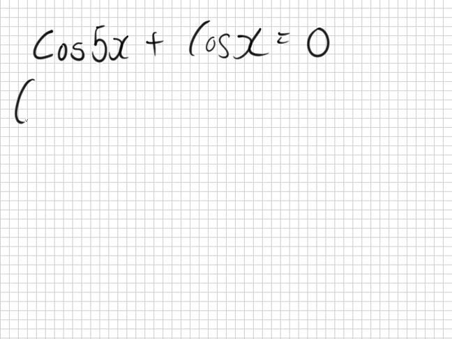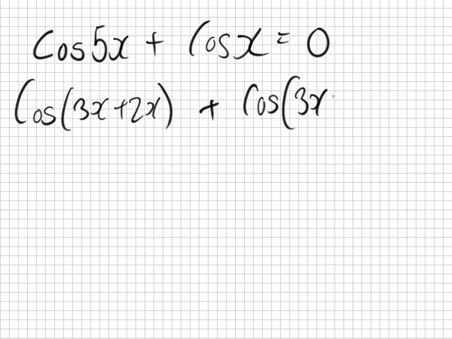So, for example, I could do this. Cos 3x plus 2x plus cos 3x minus 2x equals 0. Now, it's still a compound angle, and it's still 3x plus 2x. But I also changed the x into 3x minus 2x. This is to make them look more similar, so that when I use my compound angle rule, I can hope that more things will cancel, which they will.